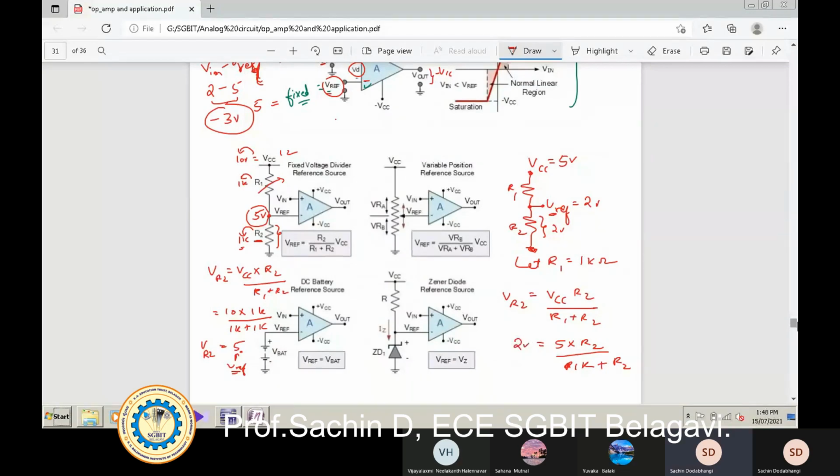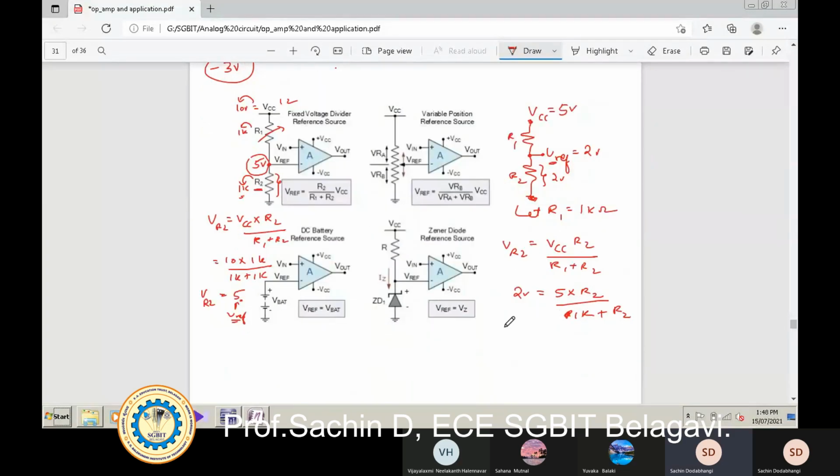So now to find R2, I will take to this side. So it comes to 2K plus 2R2, it equals to 5R2. So that comes to 3R2. I'll take it to this side, 3R2, and this is 2K. So this R2 will be 2K divided by 3. So I think you will get 0.66K, that is 666 ohm. Are you getting? I think you will get 666 ohm. Means now I am going to set this R2 to be 666 ohm.